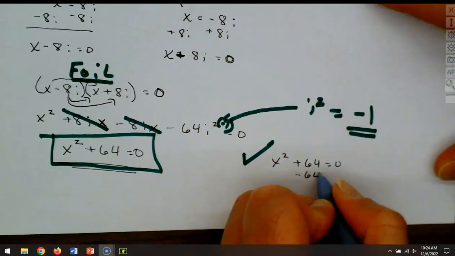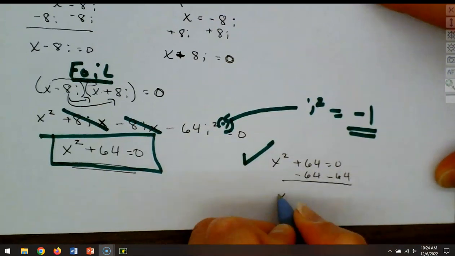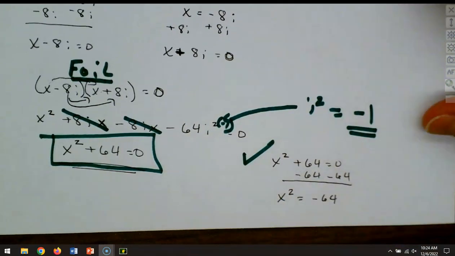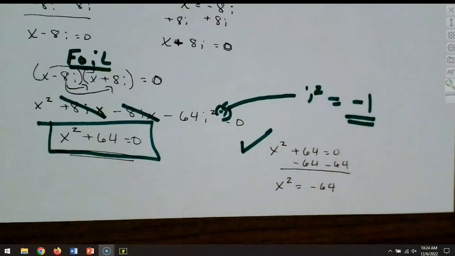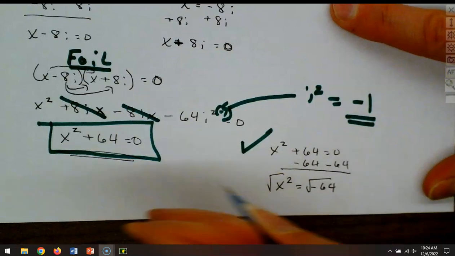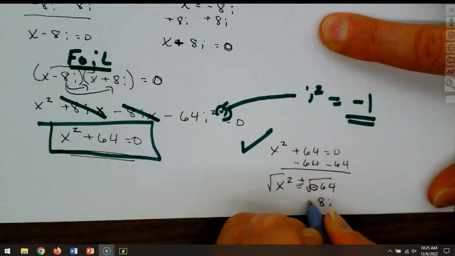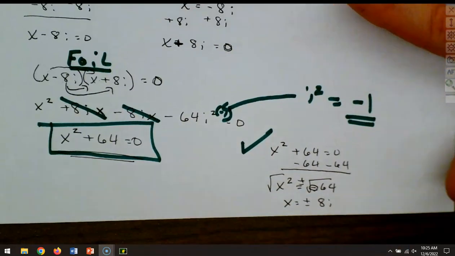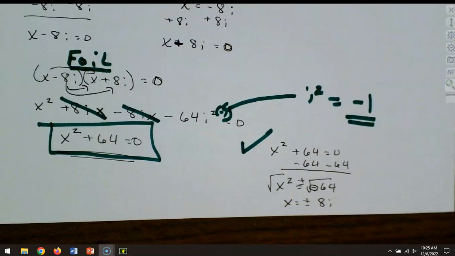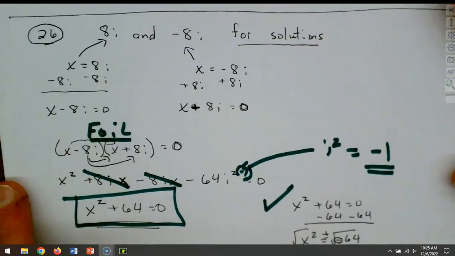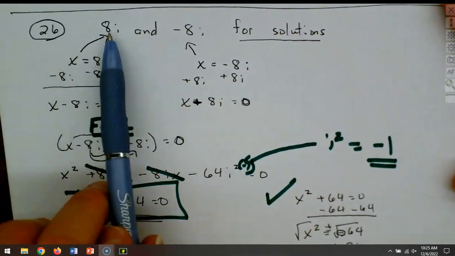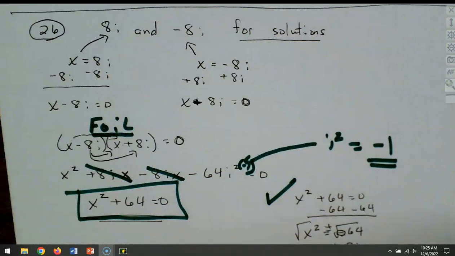Well, I would move that over. And then how would I solve it from here? Does anyone remember how you would get rid of that x squared? Square root property. And what happens with the square root property? Plus or minus, right? And what's the square root of 64? 8. It's negative underneath. So what do you get out for your two solutions? Plus or minus 8i, which is the same thing as what they gave you. So what we did was we worked backwards. We took the solutions and we came up with the polynomial that makes it work. Is everyone okay with how we did that?